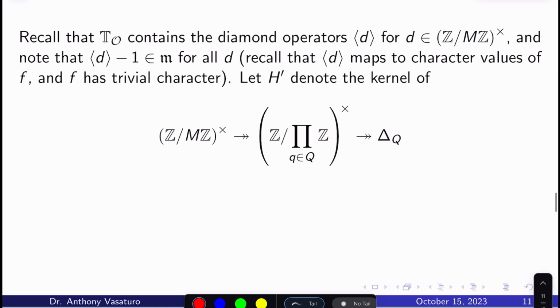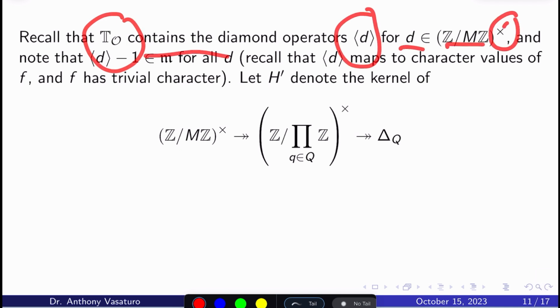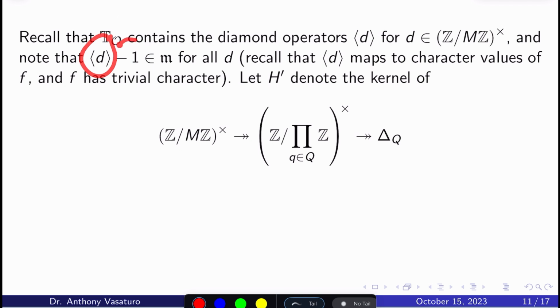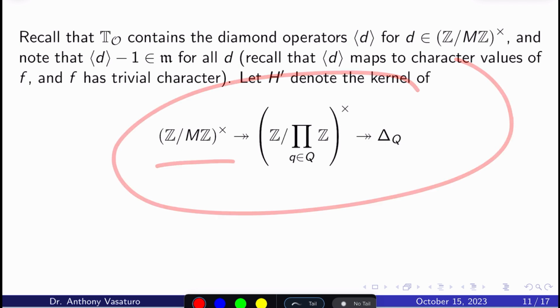Let's continue. Let's recall that T_O contains the diamond operators ⟨d⟩ for d in (Z/MZ)^×. And note that ⟨d⟩ − 1 is in 𝔪 for all d, because ⟨d⟩ maps to character values of f, but f has trivial character. That's the point. So let H' denote the kernel of (Z/MZ)^×, which surjects onto Z mod the product over q in Q of (Z/qZ)^×, of course. And this surjects onto Δ_Q by definition. So we'll let H denote the kernel of this composition.